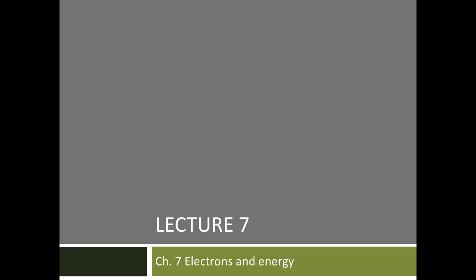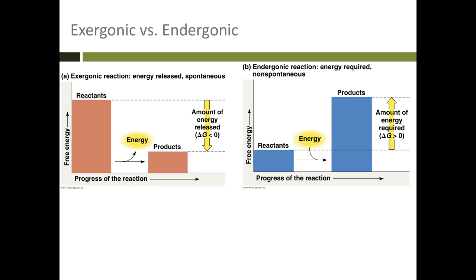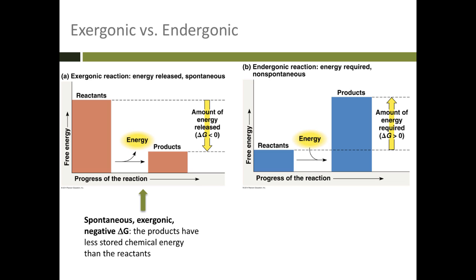Hey everybody! Today we're going to be talking about electrons and energy. So we've already discussed exergonic and endergonic. An exergonic reaction is one in which the products have less energy than the reactants. Delta G is negative and energy is released.